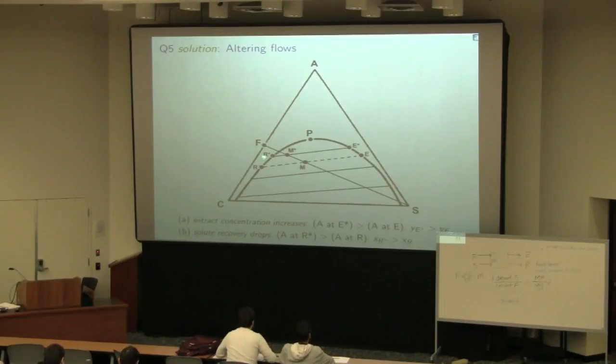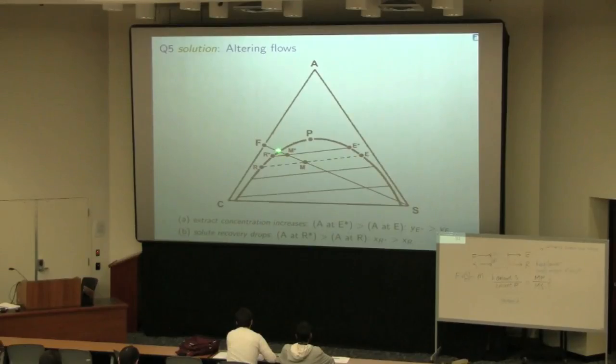We can see that from the lever rule. This distance M star to E star has increased, meaning that R star, the amount, has increased. So we're getting a lower recovery and high amounts of R star. So it works against us trying to do that. Now in the limit, there is a limitation to what we're doing here. If I keep reducing my solvent lower and lower, so if I keep dropping S, I'm going to move along this line eventually until I reach that point right over there.